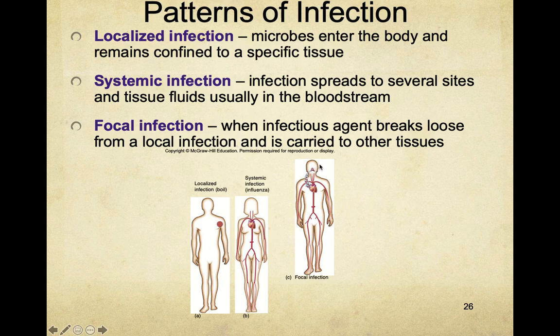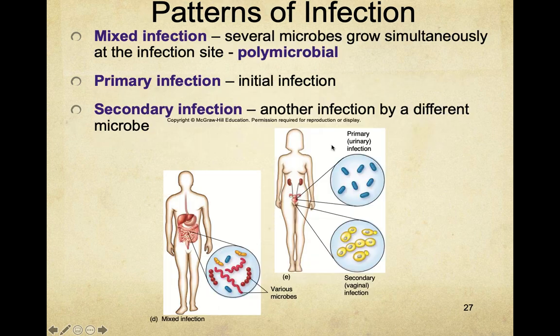This would be things like strep throat, where that organism starts out living in your throat, Streptococcus pyogenes, and then it can leave the throat and cause problems in the heart and the mitral valve in the case of scarlet fever. So the organism's carried to a different location by the bloodstream.